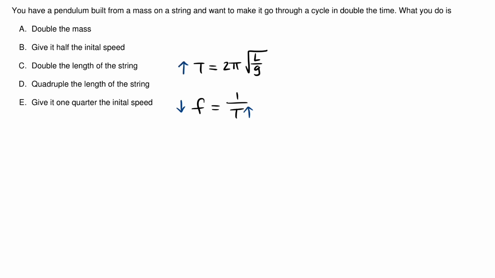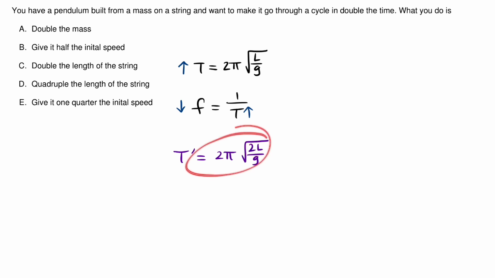Well, we cannot change the acceleration of gravity. 2 pi is 2 pi. So the only thing that we can do is change the length of the string. Many of my students will say, oh, let's just double the length of the string because we want double the time. However, we have to take into account the square root. Because if we were to, let's say, double the length of the string, let's call it T prime. So here we double the length of the string.